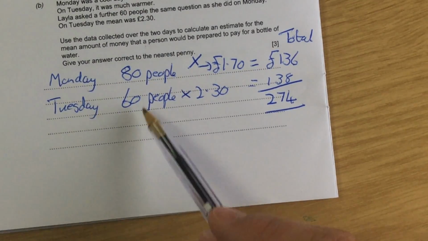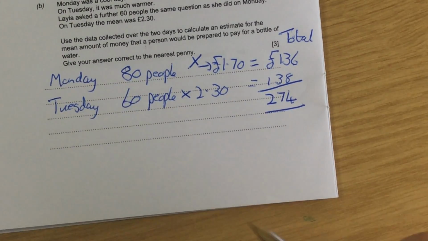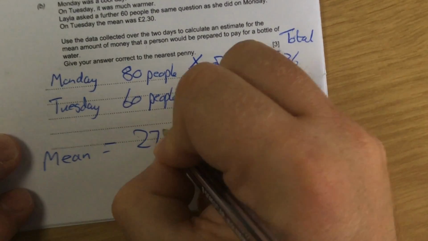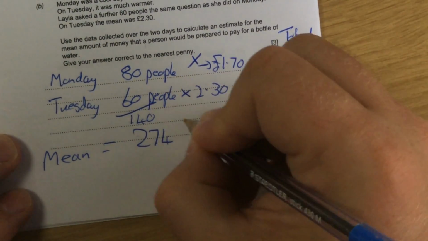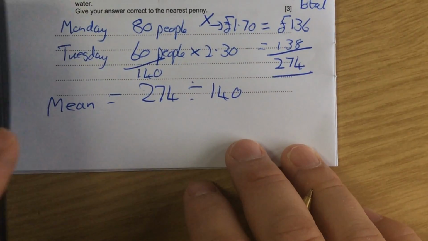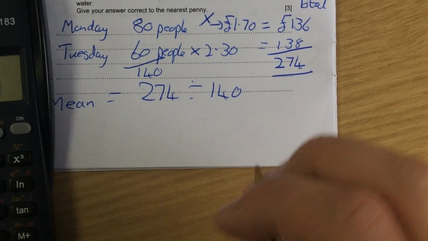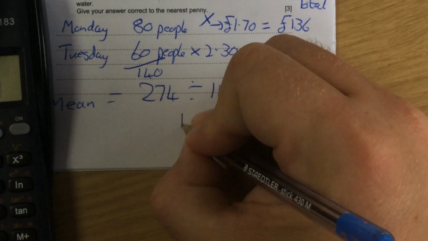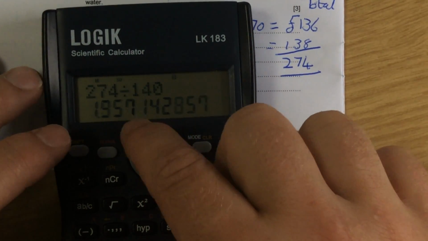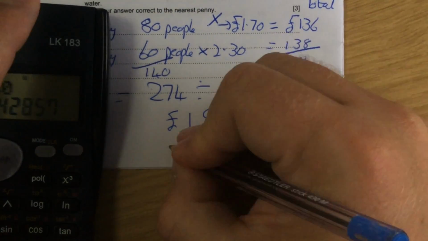But how many people are there? There are 140 people in total. So to find the mean, it's the total they're prepared to pay, which is 274, divided by the number of people, which is 140. And 274 divided by 140 comes up as roughly £1.957. Because of the 7, you round it up to a 6, so it becomes £1.96.